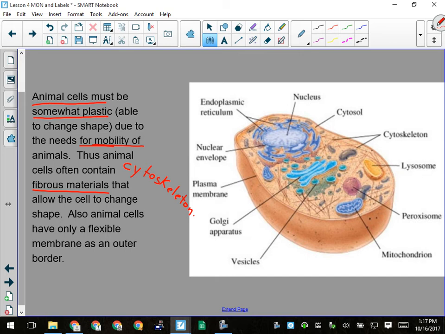Which is kind of a misleading term. It makes you think that they got bones. Bones are made of cells, not bones within cells. Okay, just so you know the difference. All right, and like we said, there's only a membrane as the outer layer. There's no layer outside of that like there is in a plant cell where there's a cell wall.